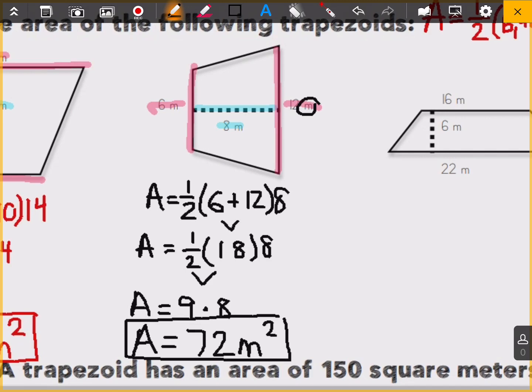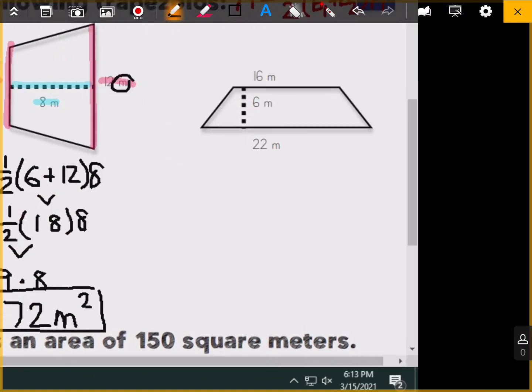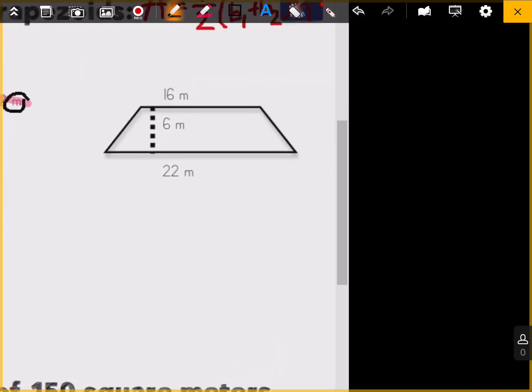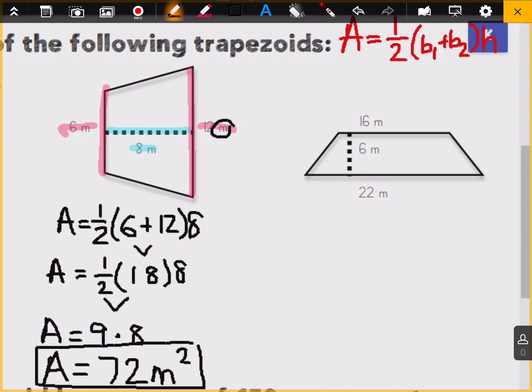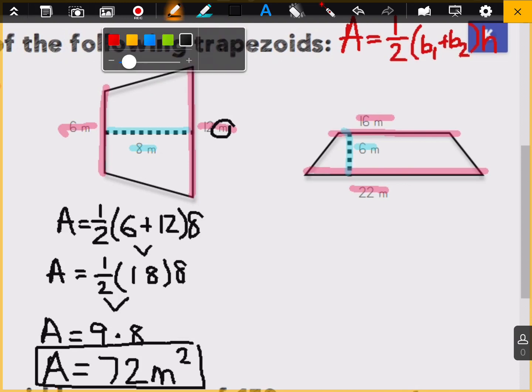Now let's go ahead and look at this last example. Over here, we have 16 meters, 6 meters, and 12 meters. So again, my two bases, I have 16 meters and 22 meters. And then I have my height, which is 6 meters, again shown by that dotted line. I'm going to go ahead and fill in my information into the area formula for a trapezoid.